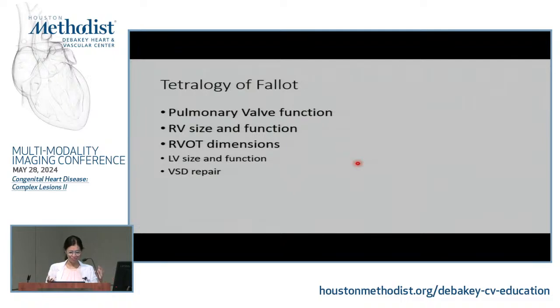We have an Olympic athlete with tetralogy of Fallot. You guys know him? Yes. He's a skateboarder? No, a snowboarder. Yes, Team USA.